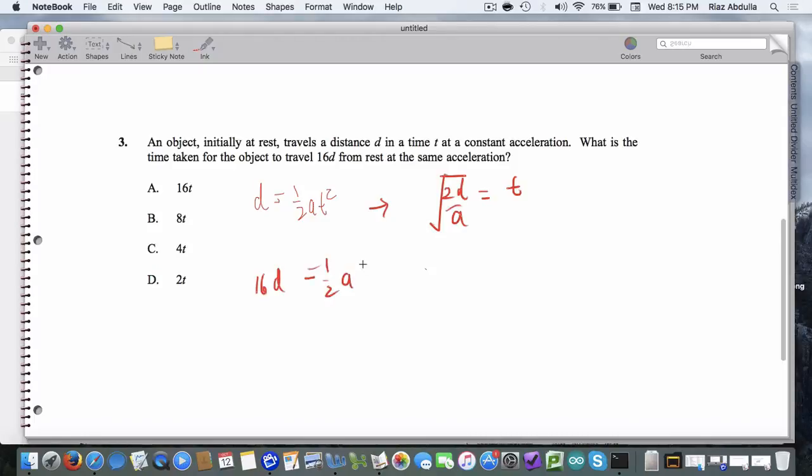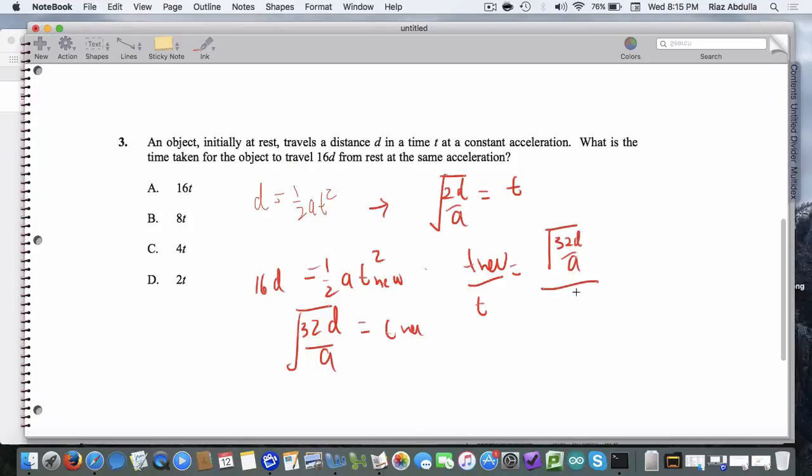That's going to be 1/2 a t new squared, where t new is the new time. So we're going to get the square root of 32d divided by a, and that gives me t new. Now let's compare the two. So t new divided by t old is going to be the square root of 32d over a divided by 2d over a. When we simplify this, this cancels, this cancels, this cancels, this cancels. We're going to get the square root of 16, which is 4 times the original time.